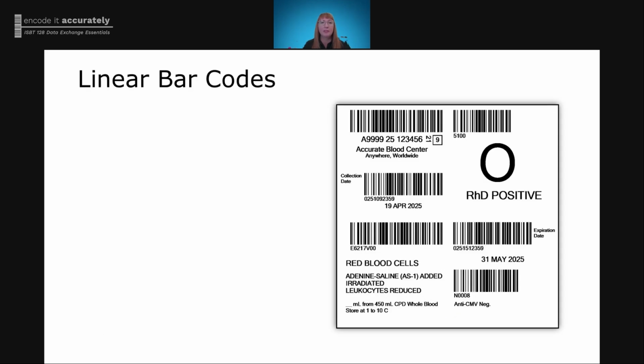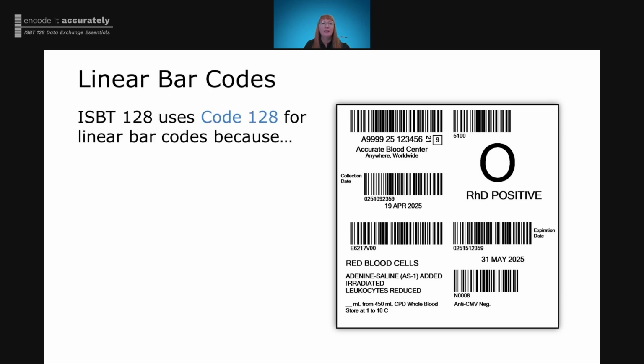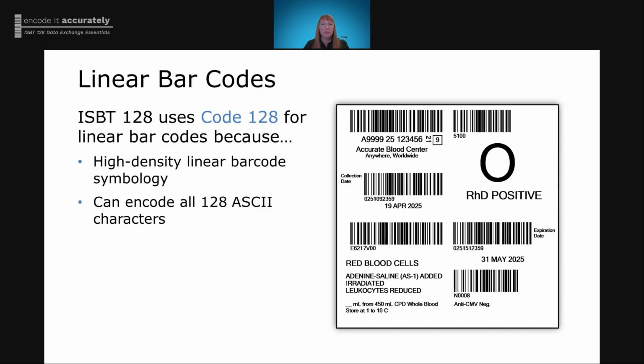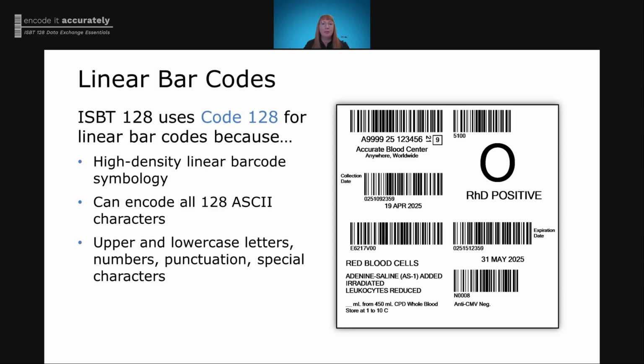Okay, we're going to go into linear barcodes now. ISBT 128 uses Code 128 for linear barcodes because it is a high density linear barcode symbology, which can encode all 128 ASCII characters. It can encode upper and lowercase letters, numbers, punctuation, and special characters. And it is widely used in logistics, healthcare, and other industries.